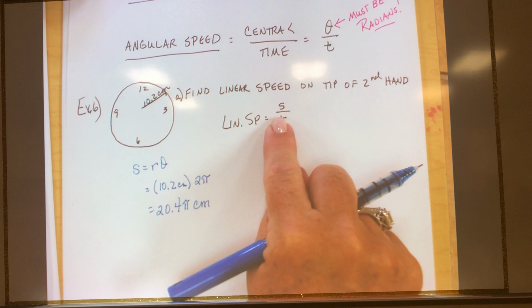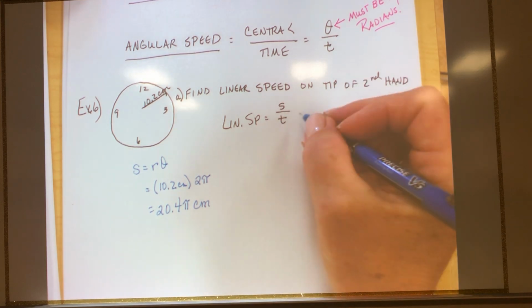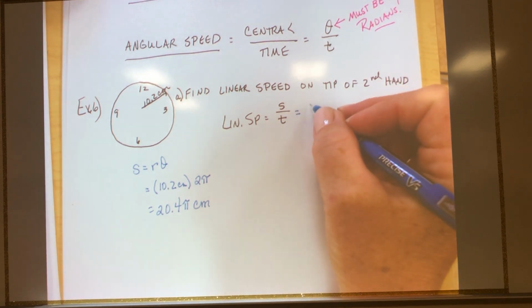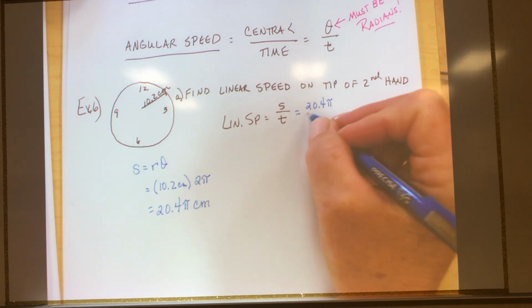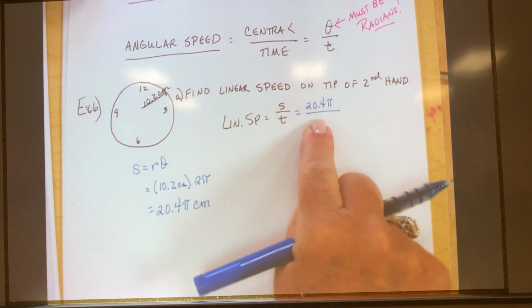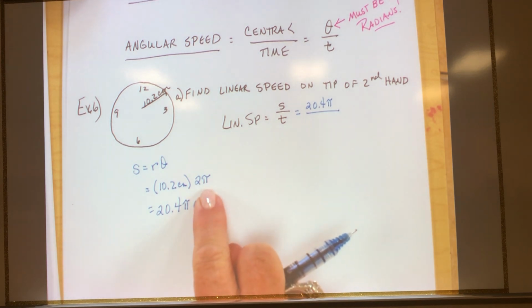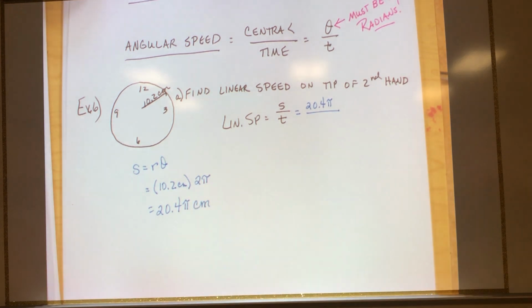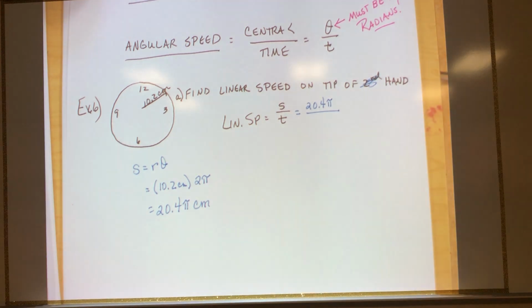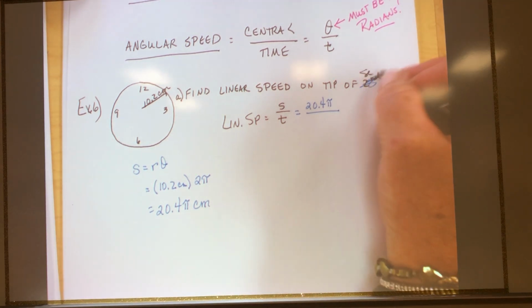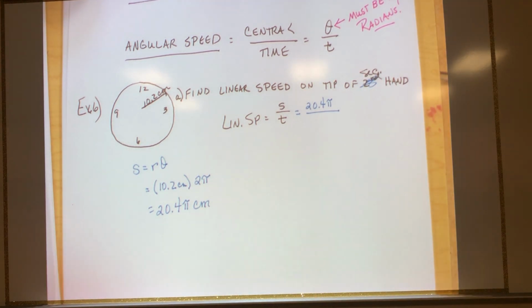So I know that this is equal to 20.4 pi over. What's the time? How long does it take the second hand? I shouldn't have written it like that. It's really the second, like SEC, sorry. That's probably confusing to some people, so I'm going to rewrite that like that. Okay, that's me and my jotting down stuff fast.